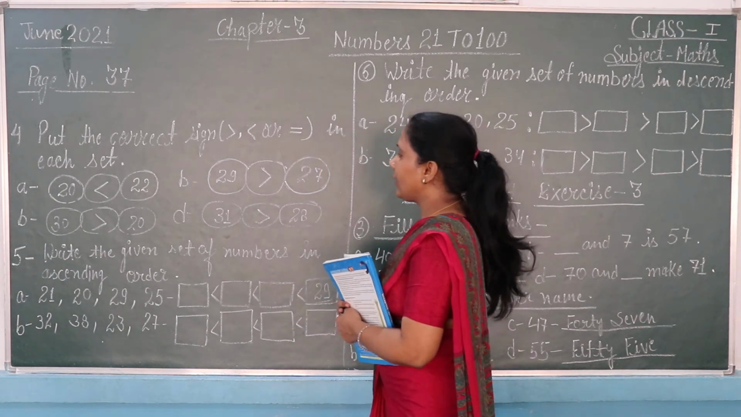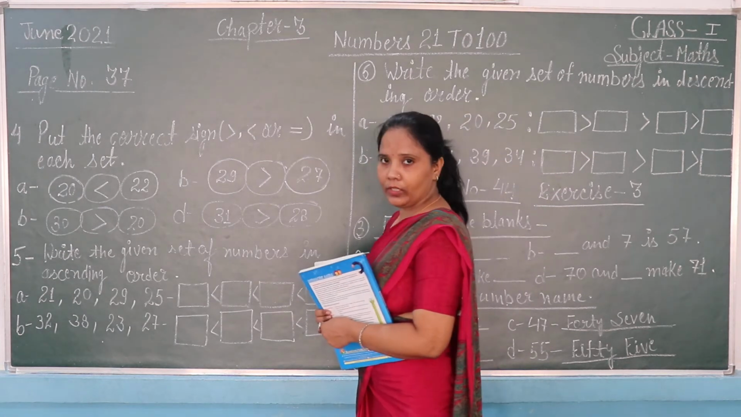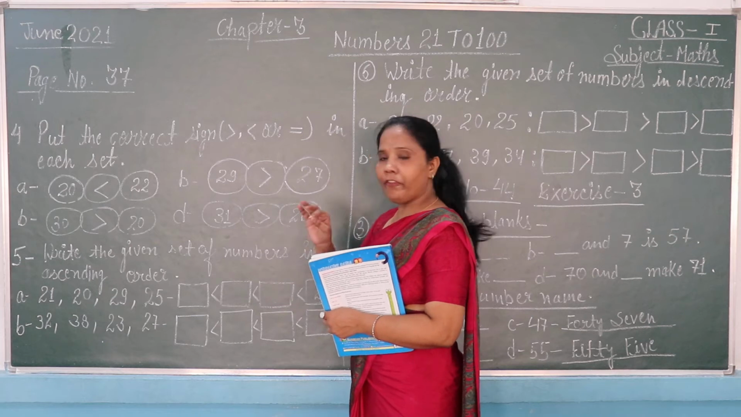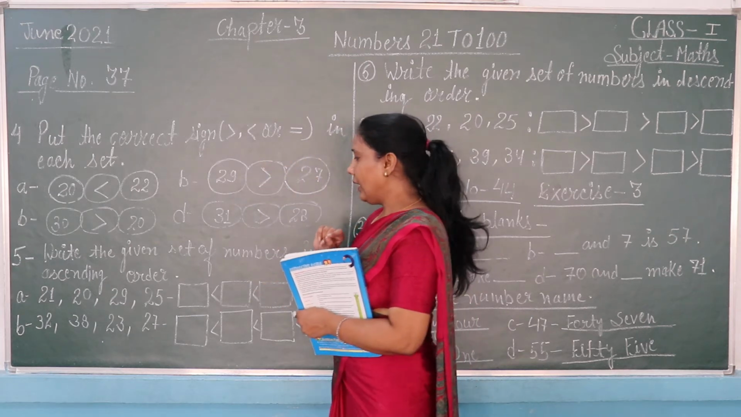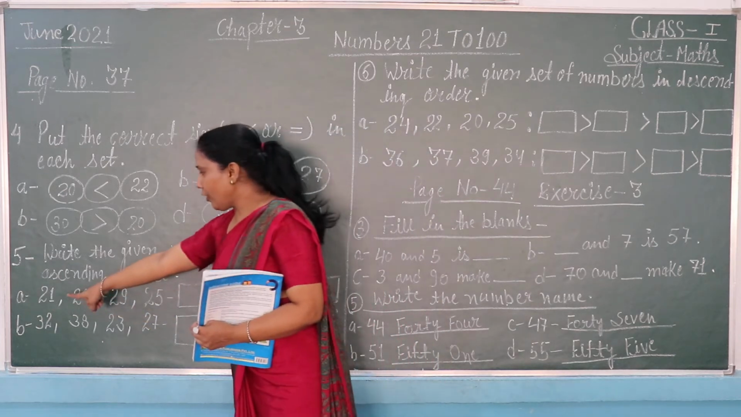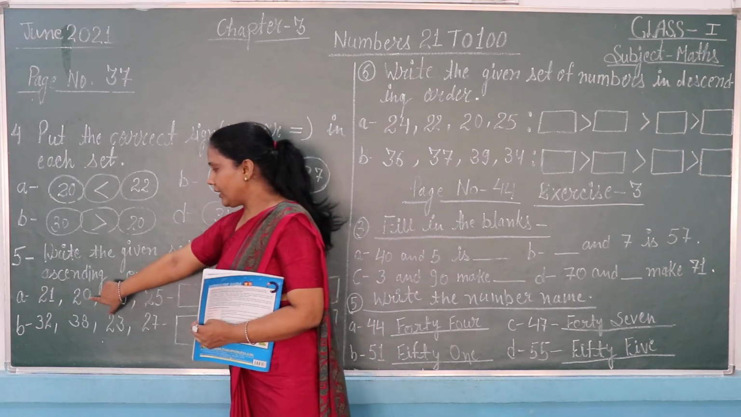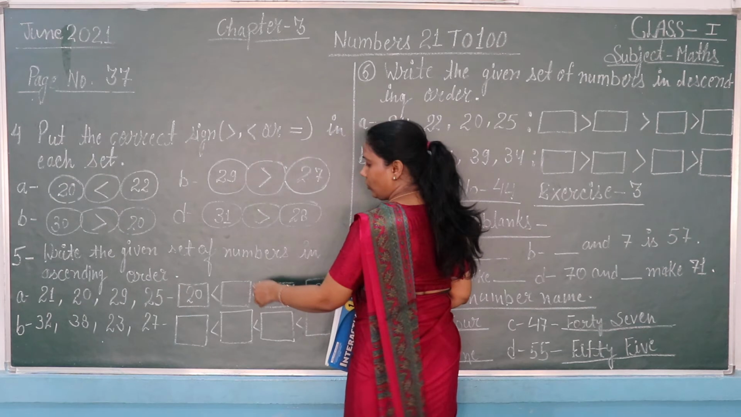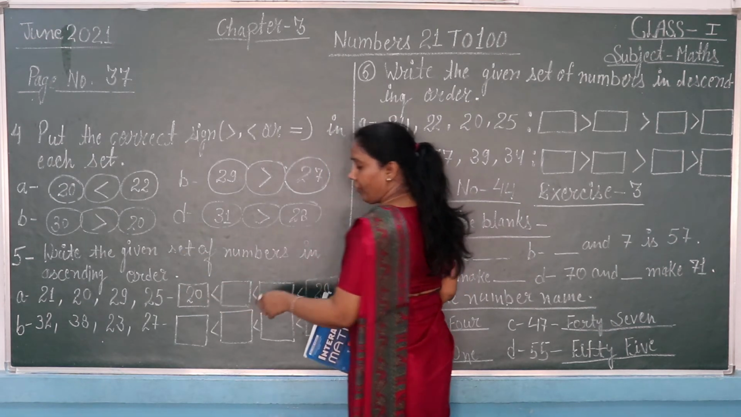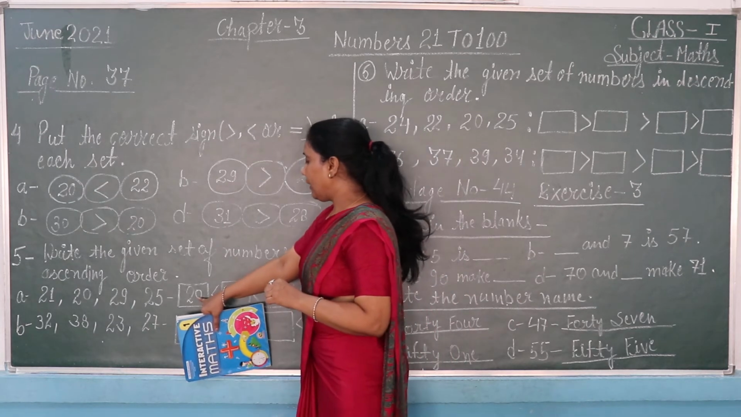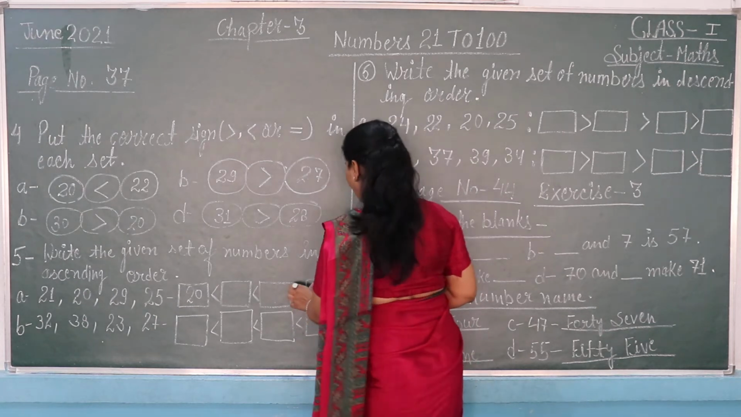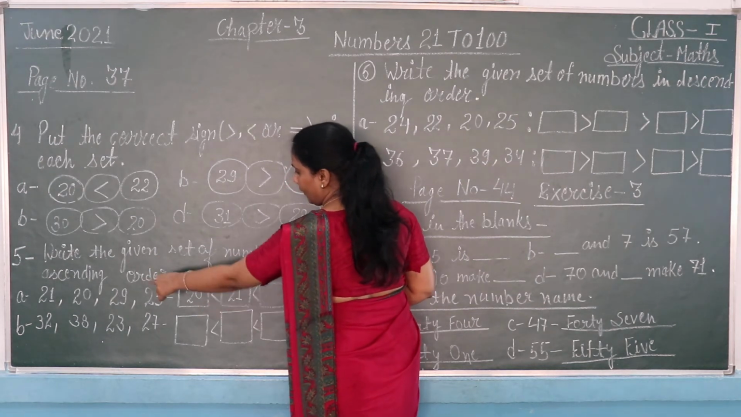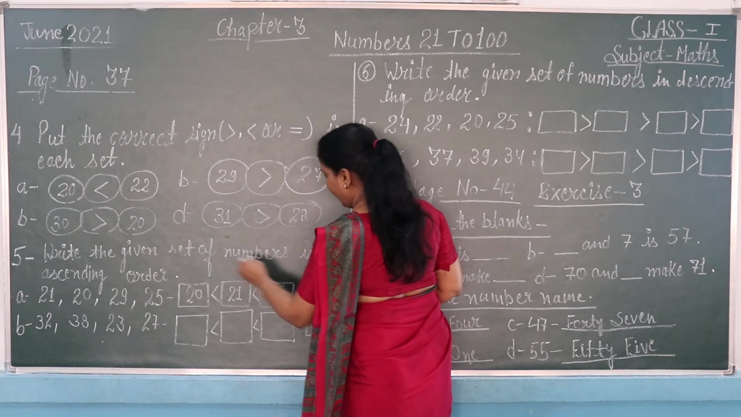Question 5. Write the given set of numbers in ascending order. Smaller number to greater number. Then find out the smallest number. There are 21, 20, 29, 25. So 20 is the least. We will write 20 and find out which number is greater, because we will start from the smaller and continue to the greater number. So we will write 20, then 21, then 25 and then 29.